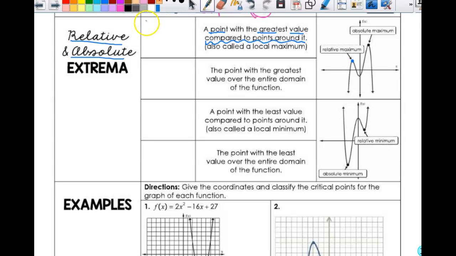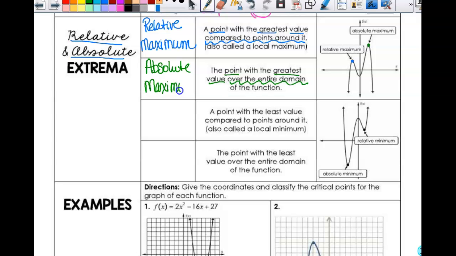That's a relative maximum. Relative, because it's relative to the points around it. So relative can also be called a local maximum, but relative is probably more what you're going to hear. Then, the point with the greatest value over the entire domain, so the greatest value, period, that is your absolute maximum. So relative and absolute.